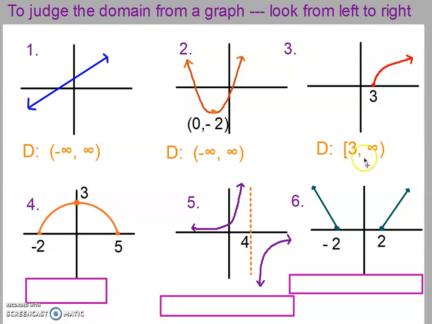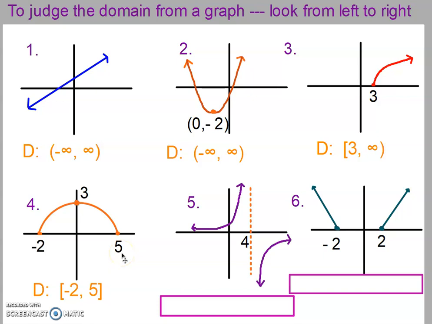Looking at number 4, number 4 also does not go left and right forever. It's actually starting at x value of negative 2 and going all the way to the x value of 5. So we're going to start at negative 2. Negative 2 is part of the graph, so it gets a bracket. We go to 5. 5 is also part of that graph, so it also gets a bracket.